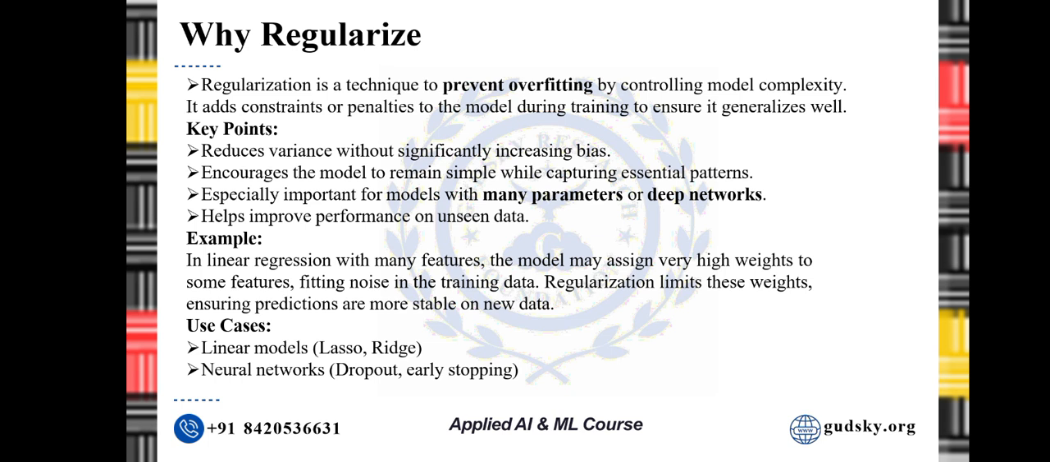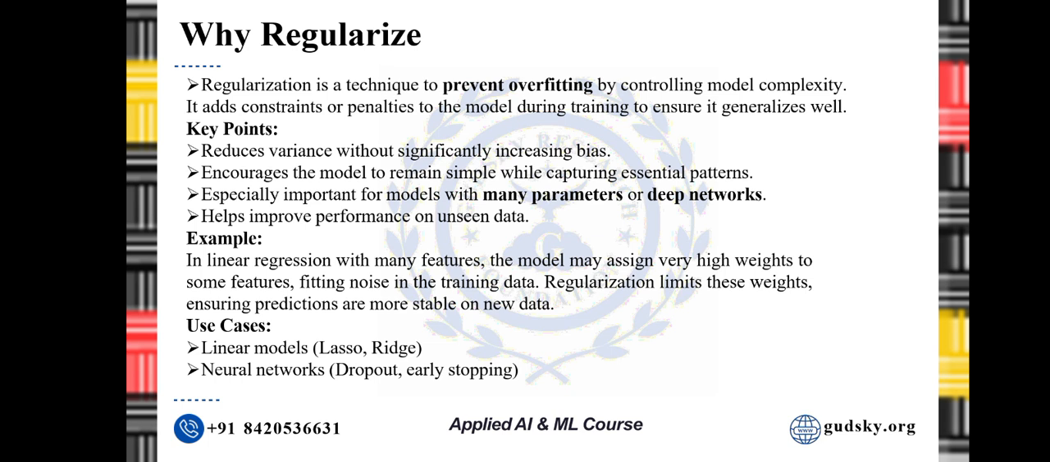So here is why it's important. It reduces variance without drastically increasing bias. It keeps model weights under control, avoiding large unstable values. It's especially useful for deep neural networks or models with many parameters. It helps improve performance on unseen data.